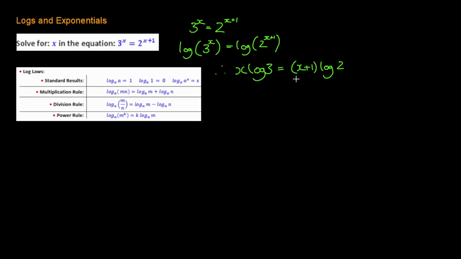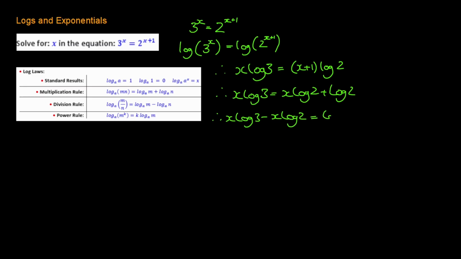So I'm going to multiply this bracket out. Therefore I get x log 3 is equal to x log 2 plus log 2. We now can move this term to the left-hand side. It becomes negative, so therefore I get x log 3 minus x log 2 is equal to the log of 2.